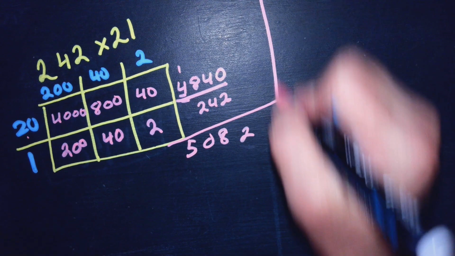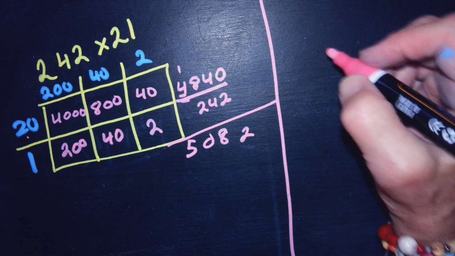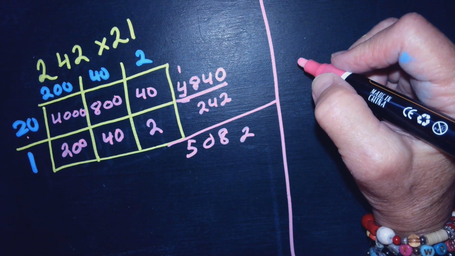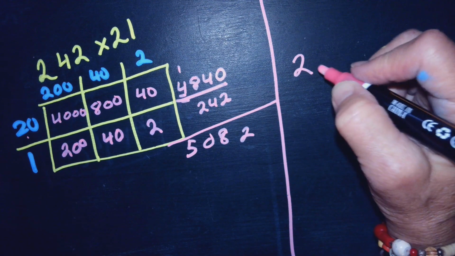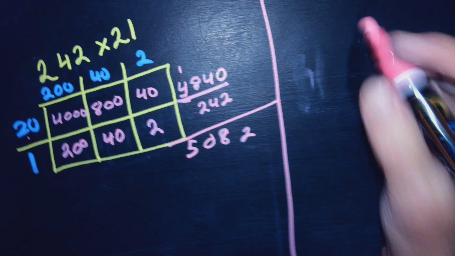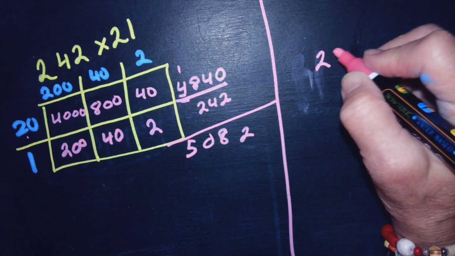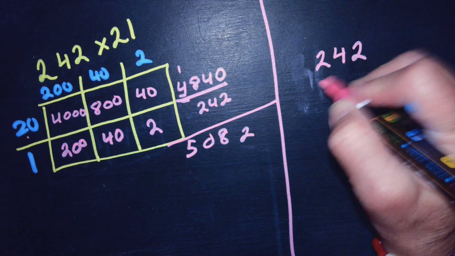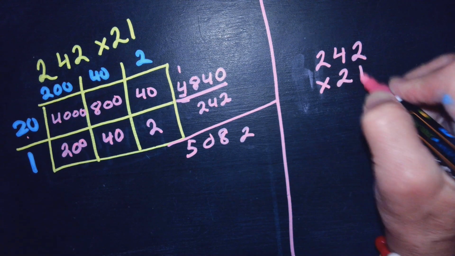Now let's compare it again to the standard algorithm. On the standard algorithm, you put the one with the most digits on top. So I'm going to put 242 on top. I'm going to multiply it by 21.